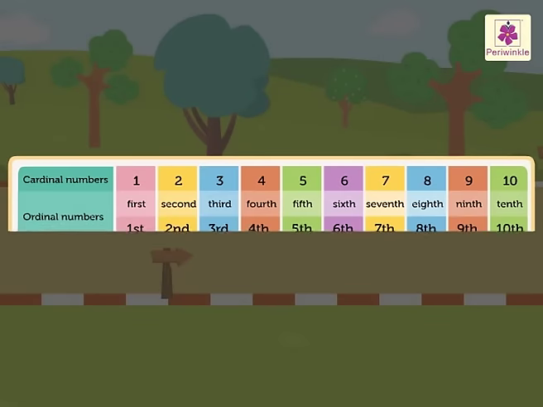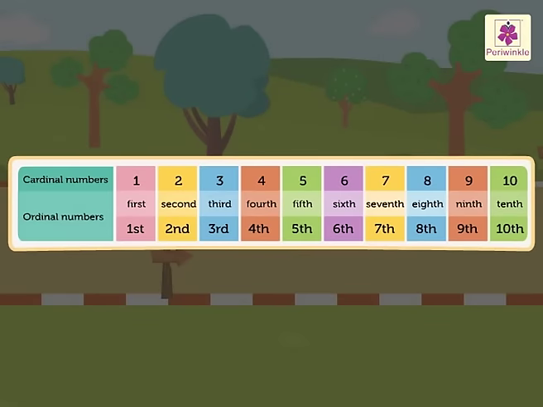Let us look at this table. It shows the cardinal numbers 1 to 10 and the corresponding ordinal numbers first to 10th. Wasn't it fun to learn ordinal numbers?